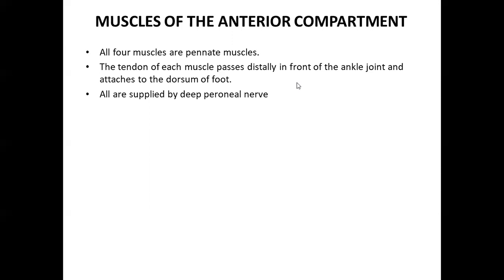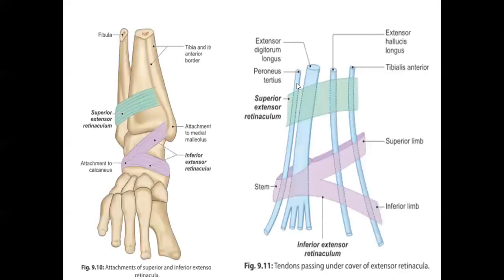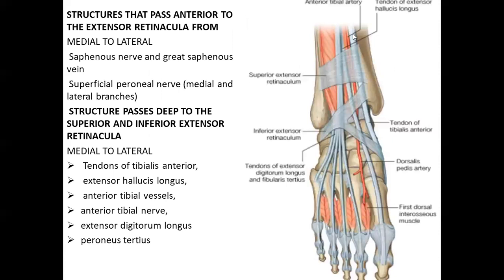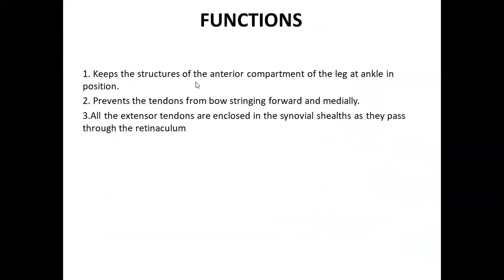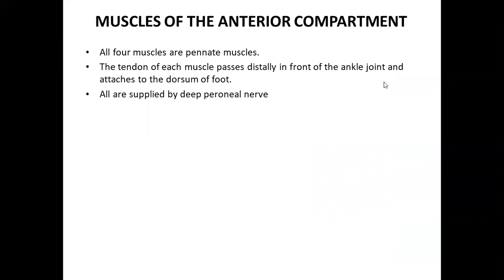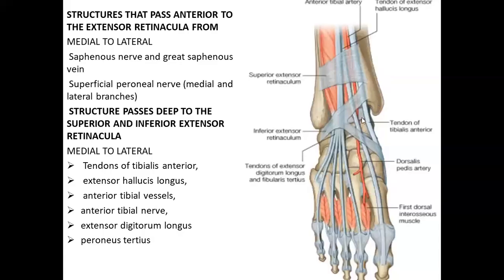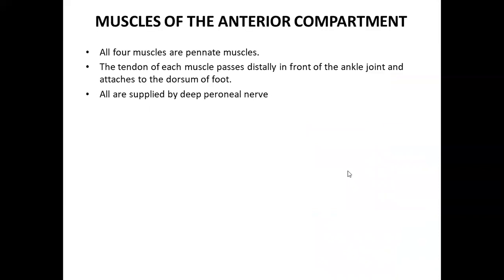So the muscles of the anterior compartment, there are 4 muscles of the anterior compartment. Which ones? Tibialis anterior, which we saw passing here, extensor hallucis longus, extensor digitorum longus, and the peroneus tertius. All of these muscles are pinnate muscles. All these muscles go distally and where do they attach? They cross the ankle joint and attach to the dorsum of the foot. Okay? And all are supplied by the deep peroneal nerve.